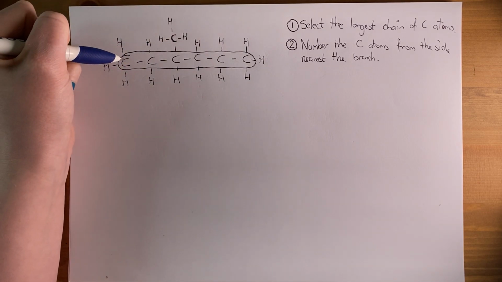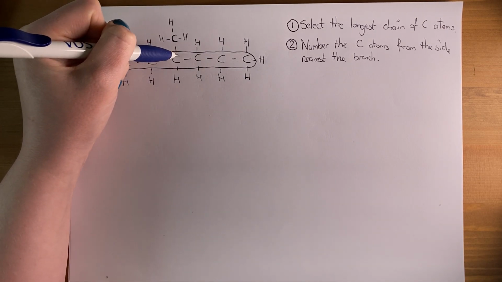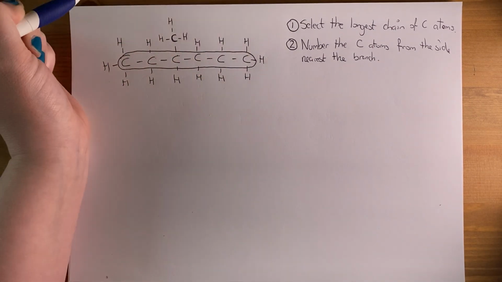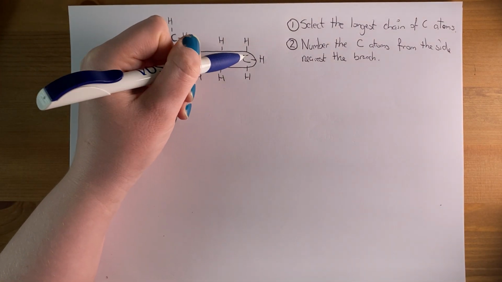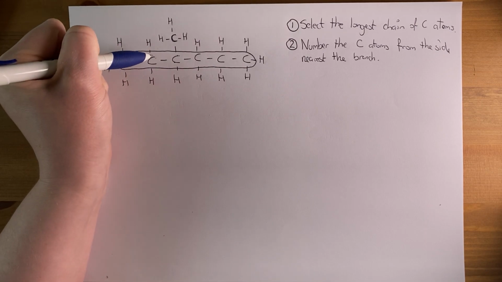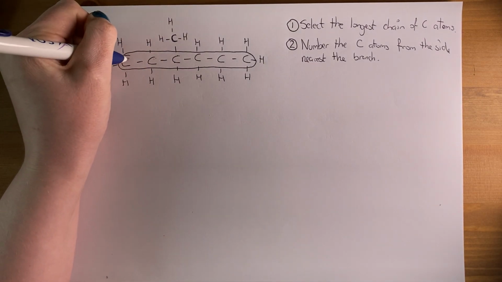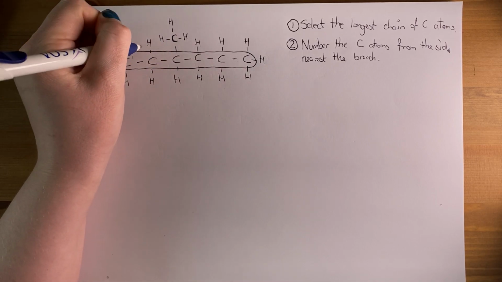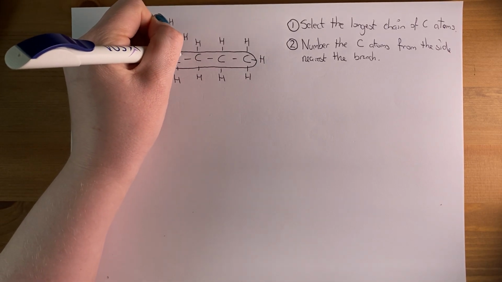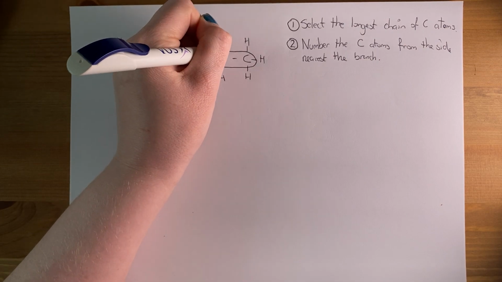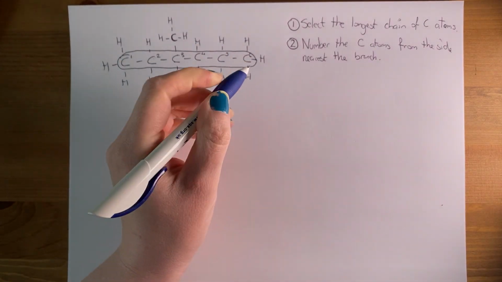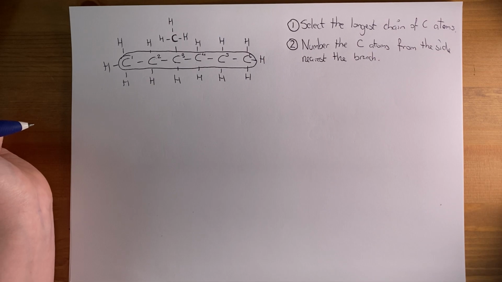So I could either go carbon number 1, 2, 3, 4, 5, and 6, or I could go carbons 1, 2, 3, 4, 5, and 6 from the other side. I want this branch to be on the lowest number, so I'm going to number from this side, making this carbon carbon number 3. 1, 2, 3, 4, 5, 6. Because if I numbered from here, this would be carbon 4, which would have the higher value.